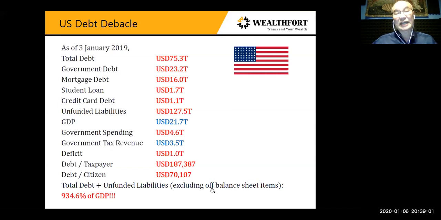Now, off-balance sheet items are those that they never declare, okay? There's a lot of those hidden items in the US financial system, okay? And that by itself, total debt plus unfunded liabilities, is 934.6% of GDP.